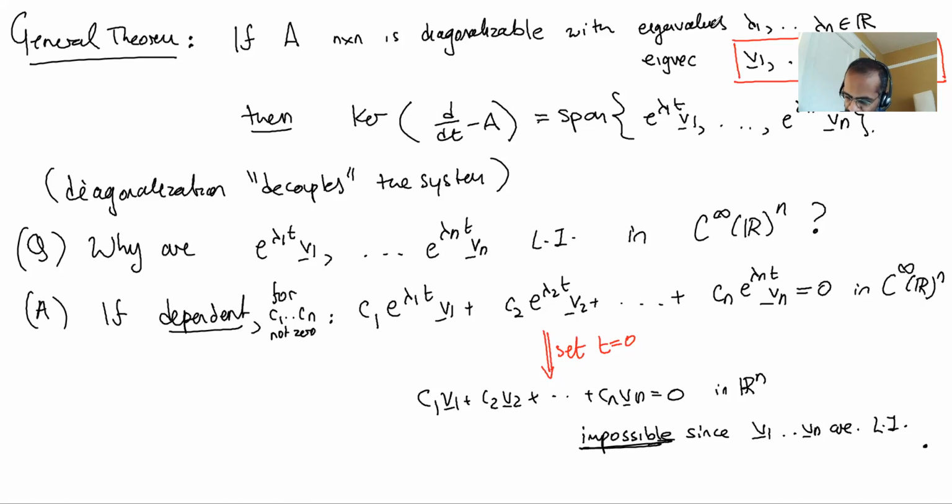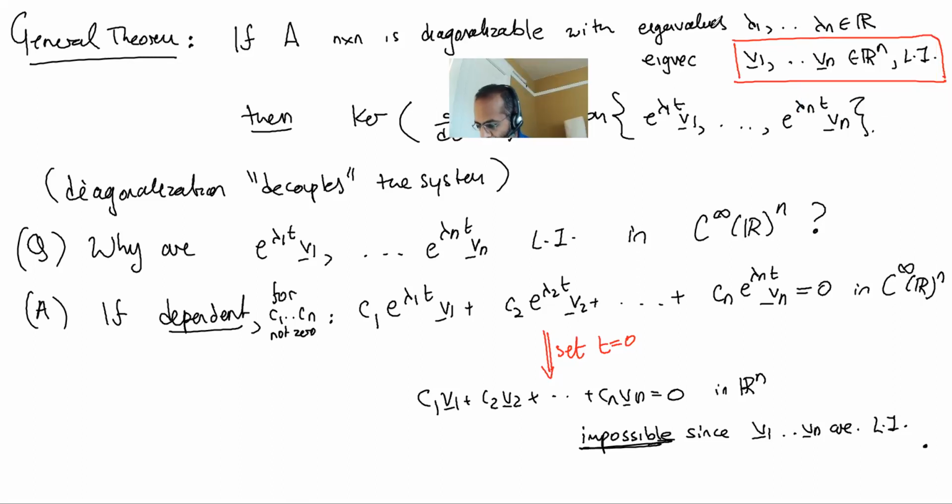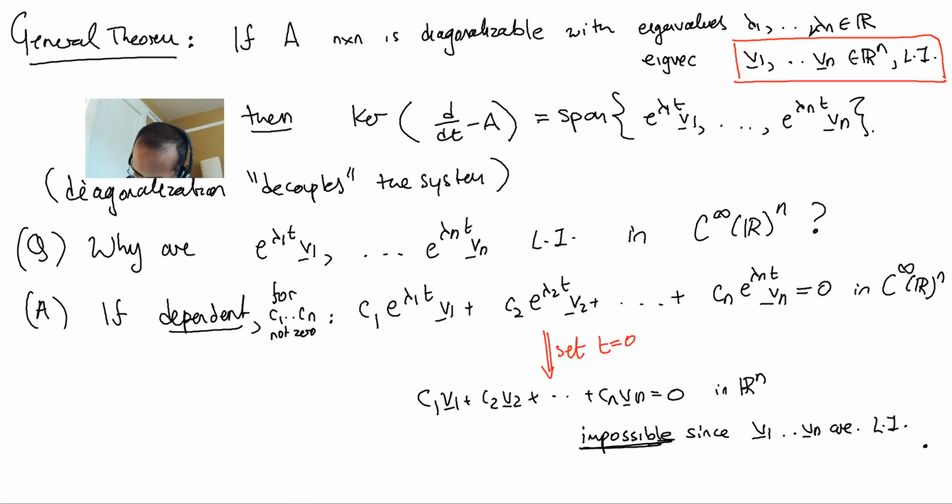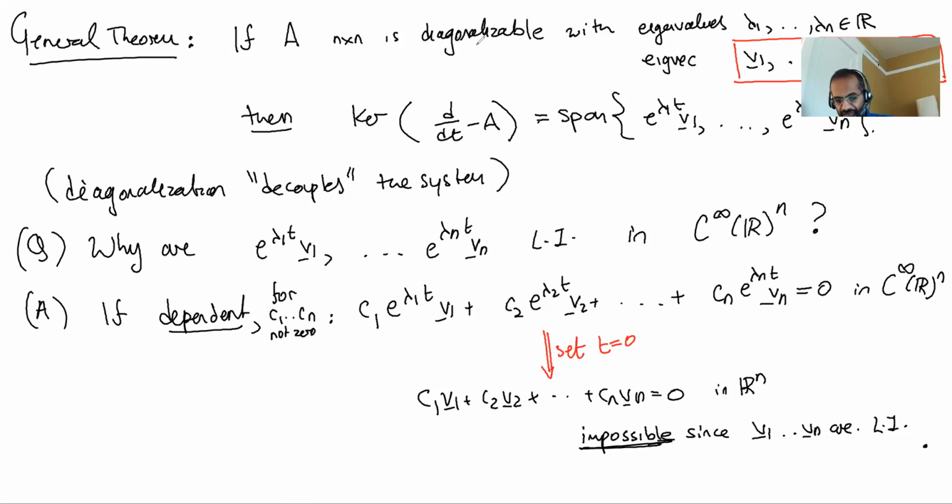So any questions? I hope this answers the question about multiplicity. There's no problem with multiplicity as long as you have enough eigenvectors. So diagonalizable is the key. Any questions about this theorem?